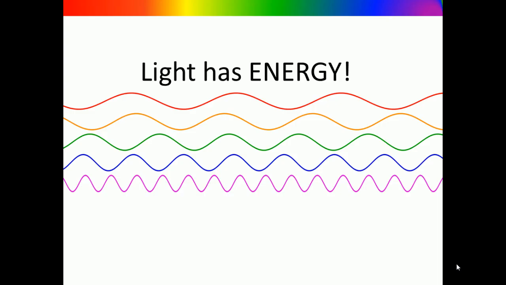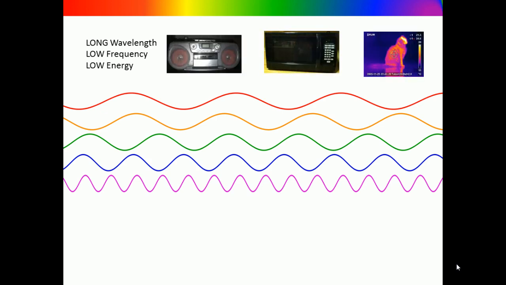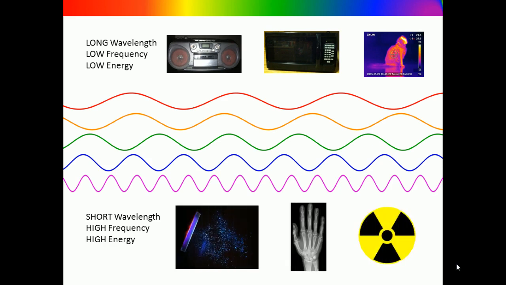Light also has energy. When light acts as a particle, it can transfer all of its energy to another particle, such as an electron. Energy is directly related to frequency, but indirectly related to wavelength. This means that long wavelengths, which have a low frequency, also have a lower amount of energy. The low energy end of the spectrum includes radio waves, microwaves, and infrared radiation. Electromagnetic radiation with short wavelengths, which have a high frequency, have a higher amount of energy, which is why they can cause significant damage to your skin and DNA. The high energy end of the spectrum includes ultraviolet light, X-rays, and gamma rays.